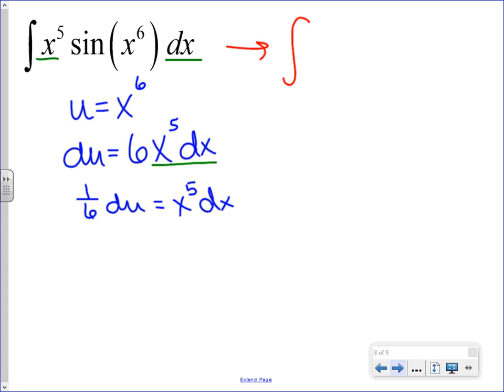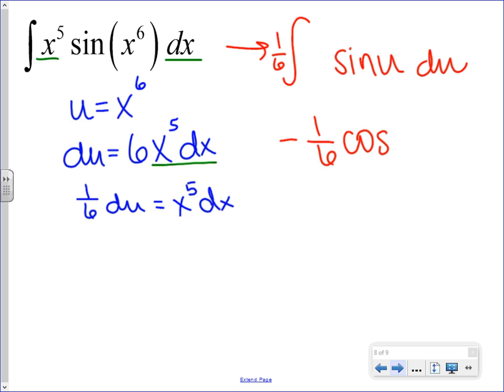So when we rewrite this integral, we do have this sine of u. x to the sixth is u. And then x to the fifth dx becomes 1/6 du. So we get negative 1/6 cosine of u plus c.